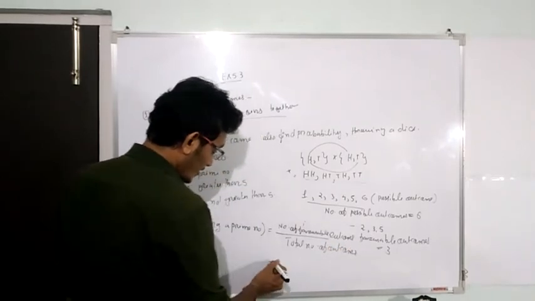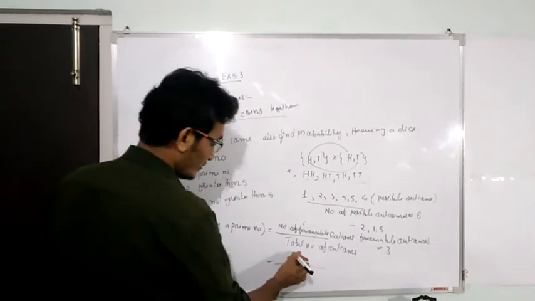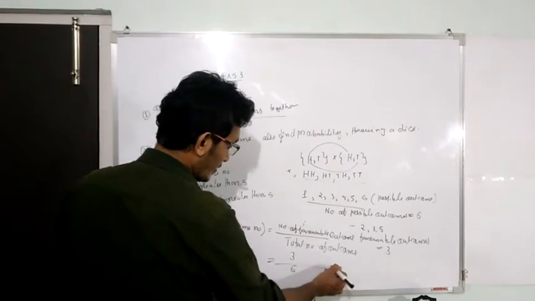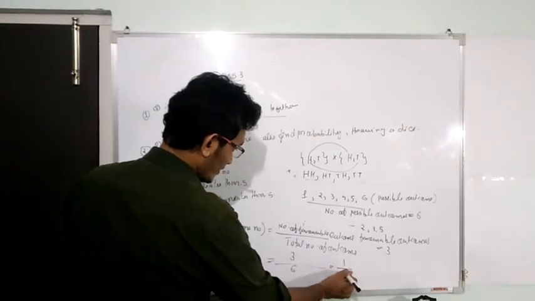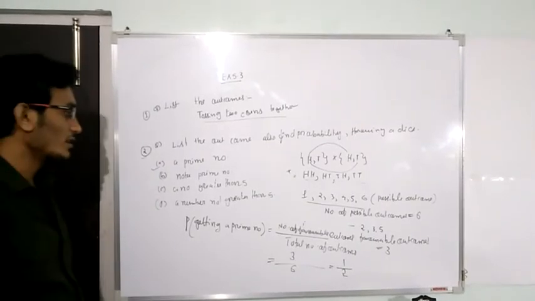Okay, so the number of favorable outcomes is 3, because there are 3 prime numbers, so you write 3 in the numerator. In the denominator, the total number will be 6, so it will be what? 1 by 2. So the probability of getting a prime number is 1 by 2.